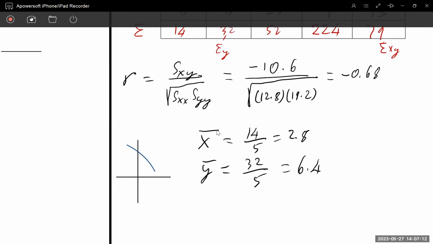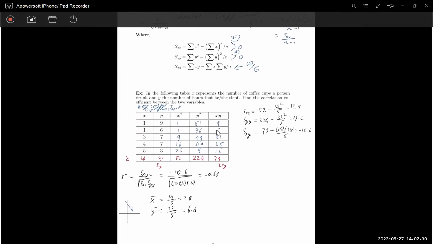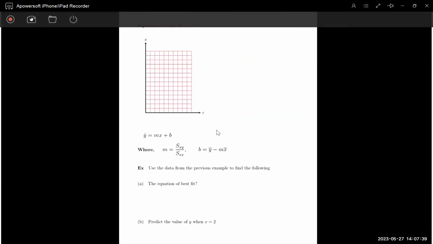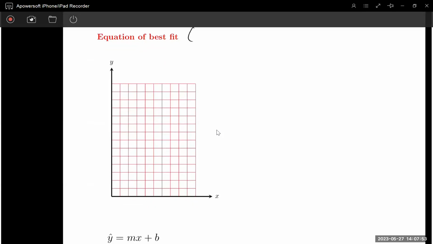So it should be up, should be like this. Okay, as we can know for that. And we can have another example, equation for the best fit. Or we can have this one, the regression line, or this one is the smallest square error.